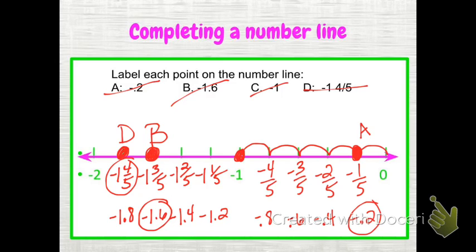Okay? So all we did first, we labeled the number line. And when you do this practice today, you're going to go through and label every number line first. And then you're going to put your dots on there. I forgot to put my C, didn't I?